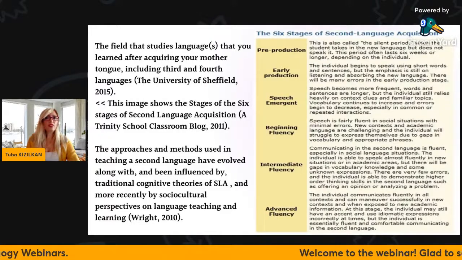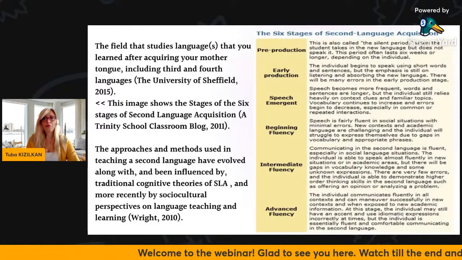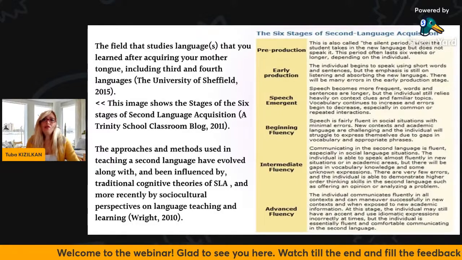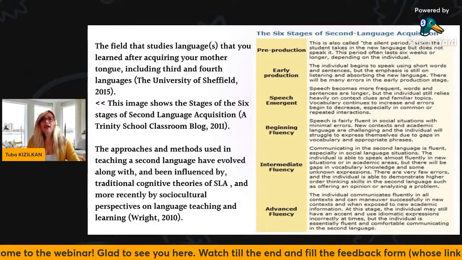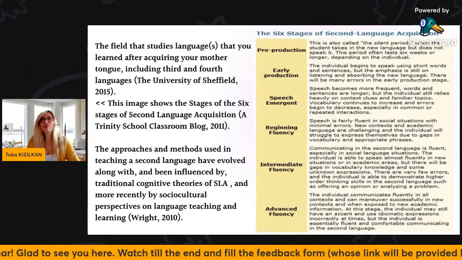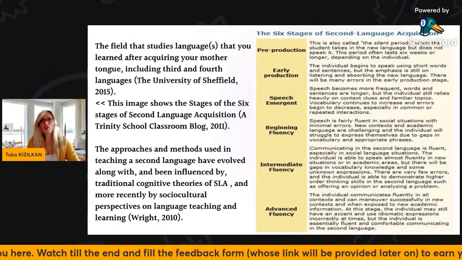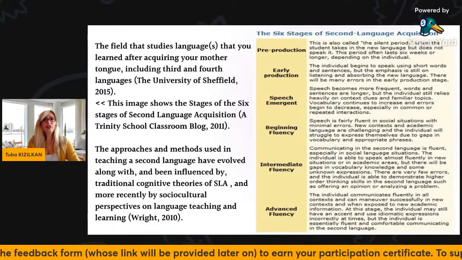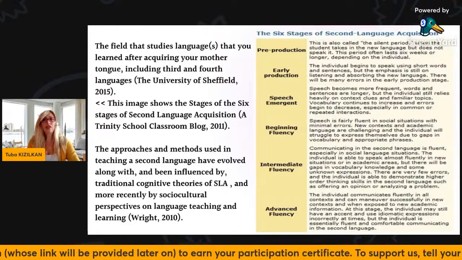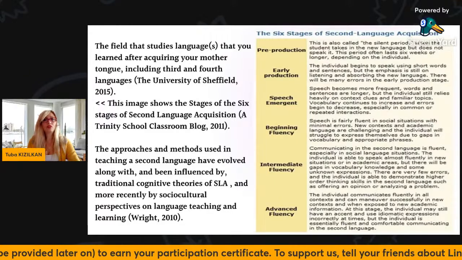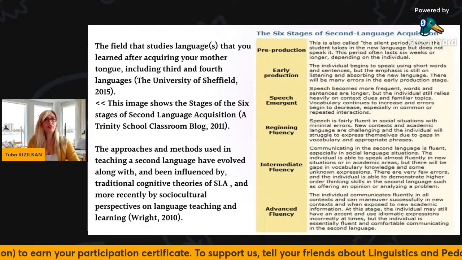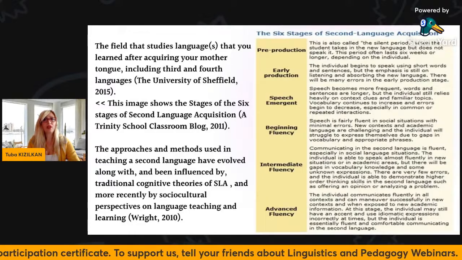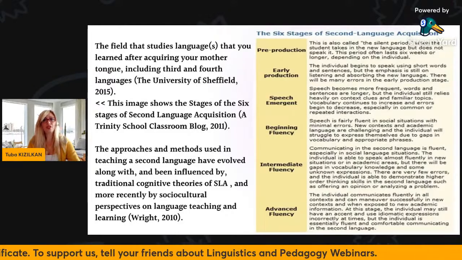But the very first years are very important in terms of language development. And how a child learns a second language is different from first language development. So this field studies languages that a learner learns after acquiring the mother language, including third and fourth languages.